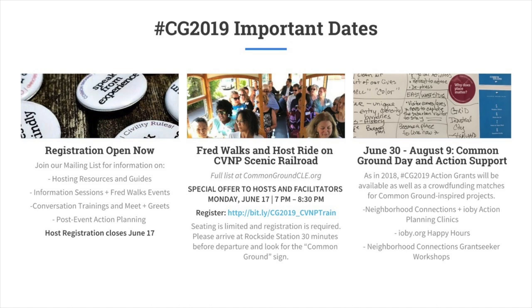We have a whole host of different Fred Walks and events leading up to Common Ground that will be happening. You can see the full list at commongroundcle.org, which is where you will also find your events. But we have a very special opportunity that is being donated to us by the Cuyahoga Valley National Park. They have opened up a train car on their scenic railway to Common Ground hosts and facilitators the night of Monday, June 17th. It's a beautiful trip through the national park on the train. It starts at 7:00. You meet at Rockside Station 30 minutes before. So at 6:30, please look for the Common Ground sign.